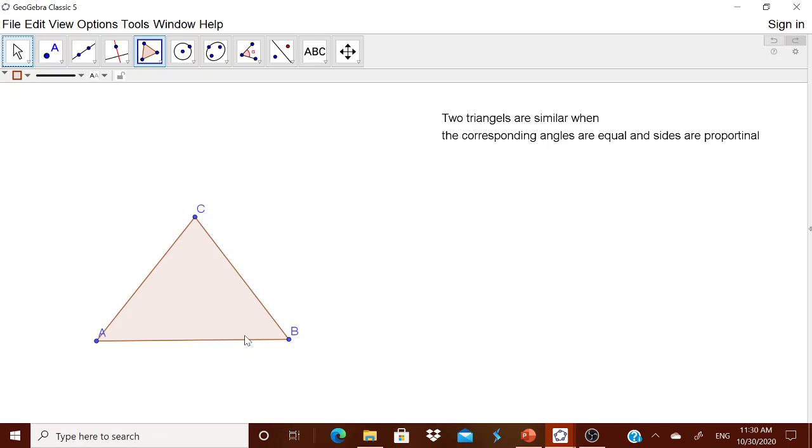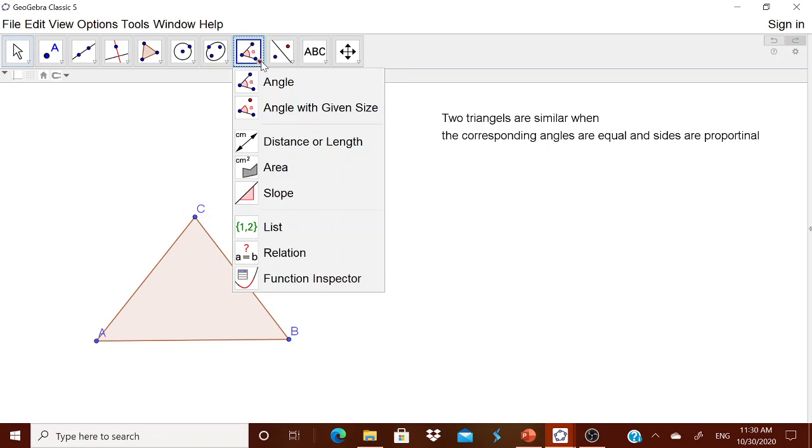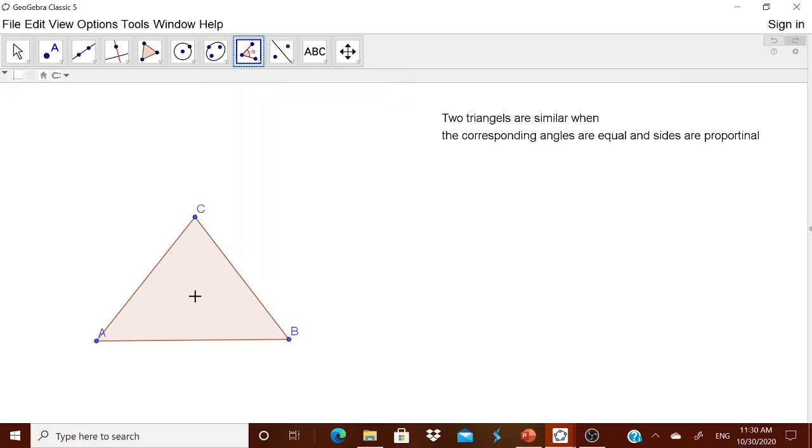Okay, now this triangle we are going to take as a similar triangle where the angles are equal. The corresponding angles are equal. For that, let me go for taking these angles now. I want the angles of this particular triangle. What are the angles? I want the three angles, and they will be automatically called alpha, beta, gamma.